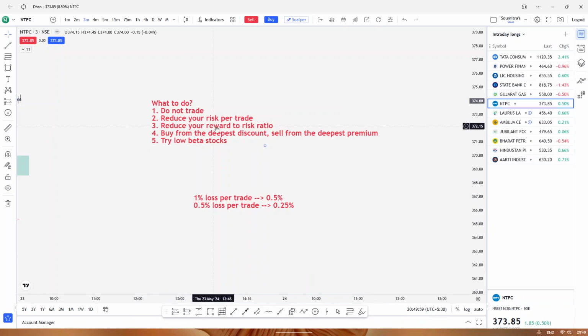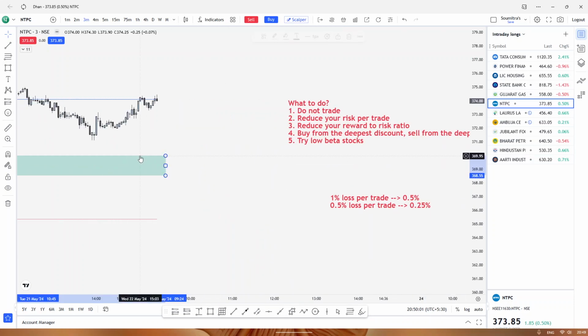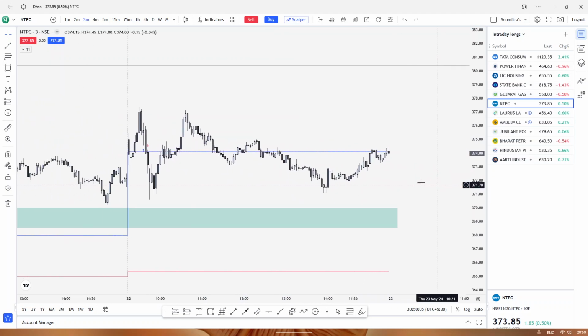Then reduce your reward to risk ratio. For example, I normally trade 2.5:1. In this type of market condition, it is very difficult to expect 2.5:1. So maximum 1.5:1, or maybe 1:1 also.